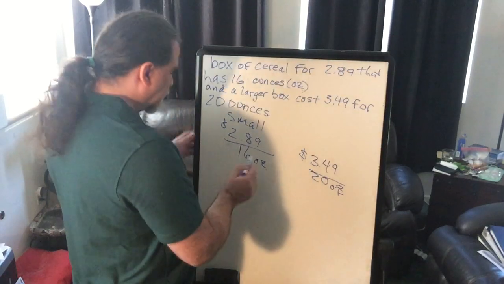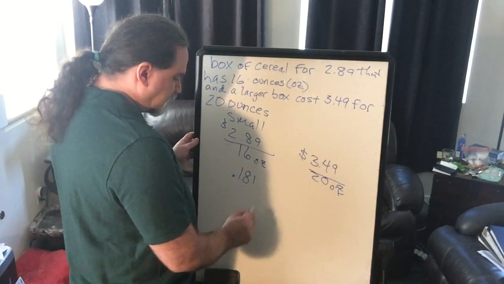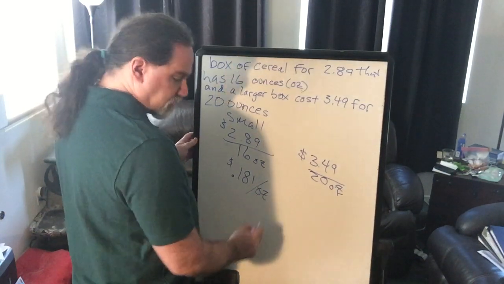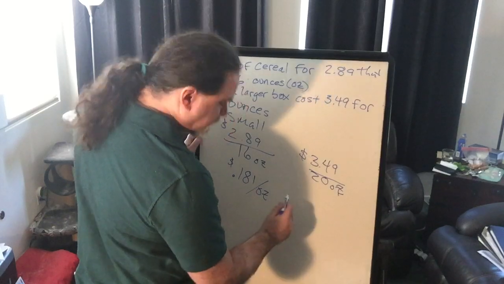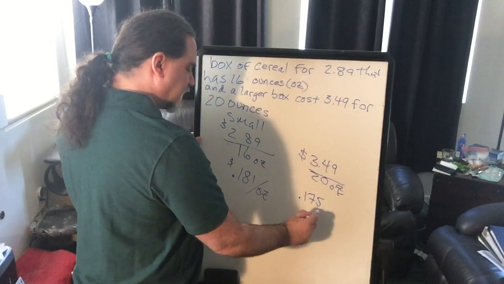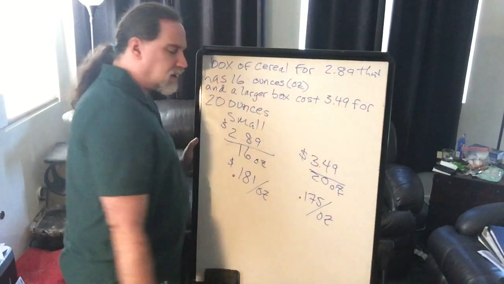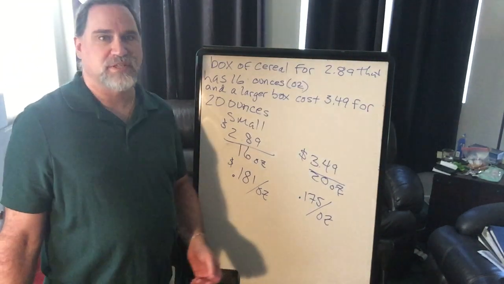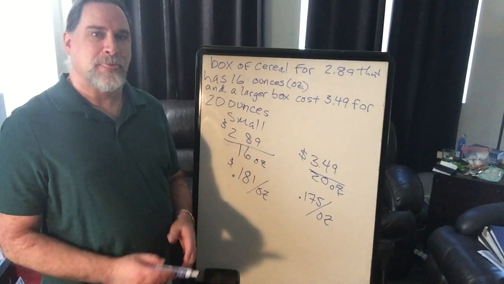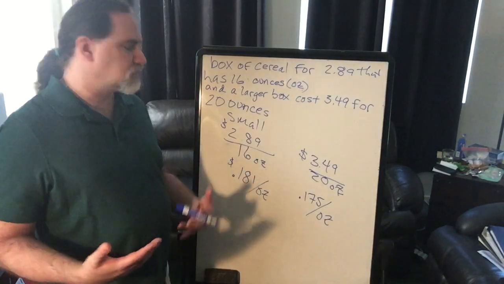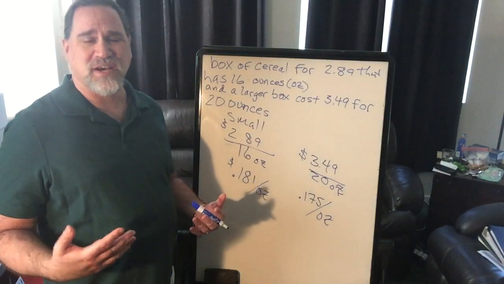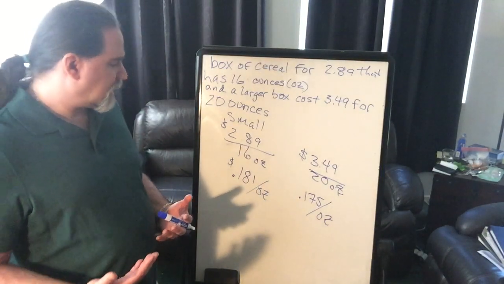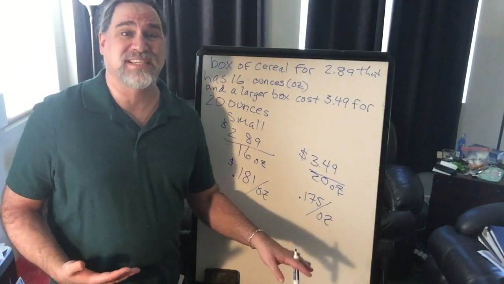As it turns out, this one is about 18.1 cents per ounce. And this one is about 17.5 cents per ounce. Now, obviously, this is not going to make you a millionaire by saving a few cents an ounce on your breakfast cereal. But when you realize, hey, I'm buying 20 ounces, and I'm going to be saving money every time, every time, every time. And this isn't even 6 cents. This is 0.6 of a cent.